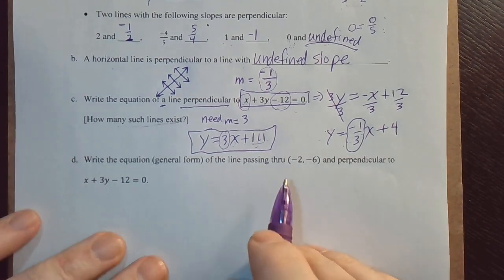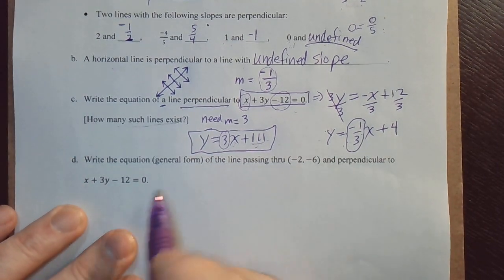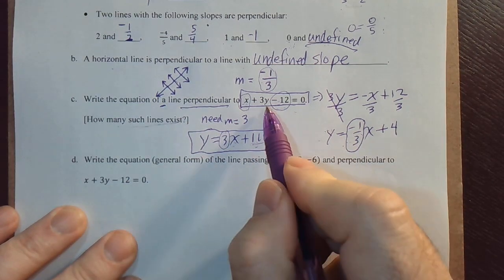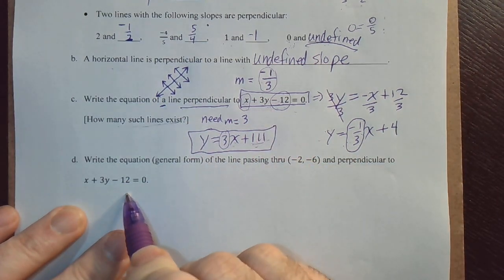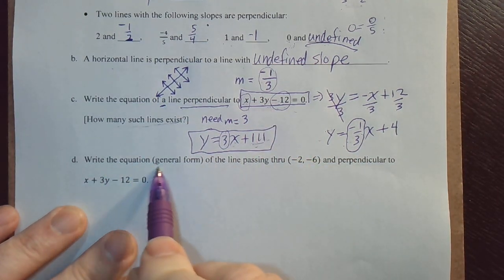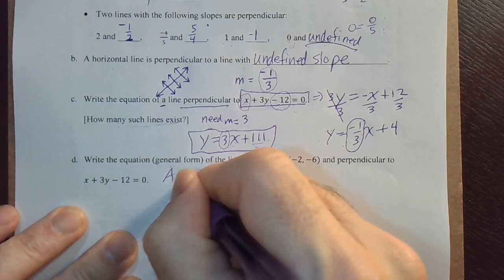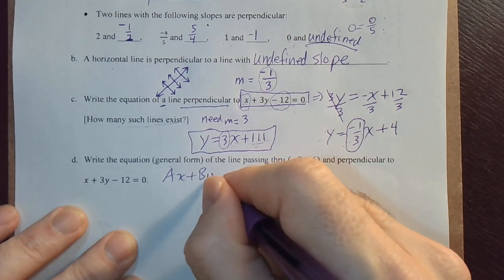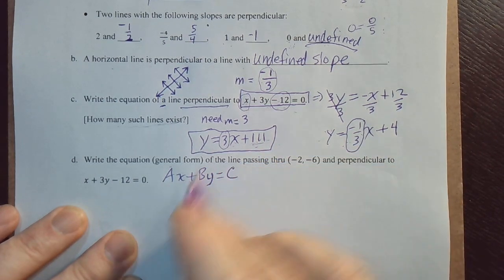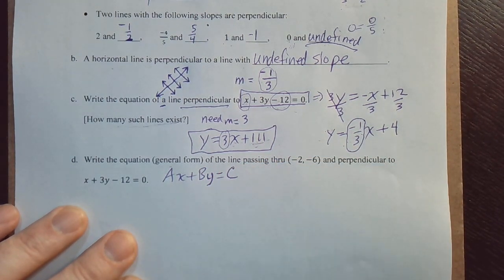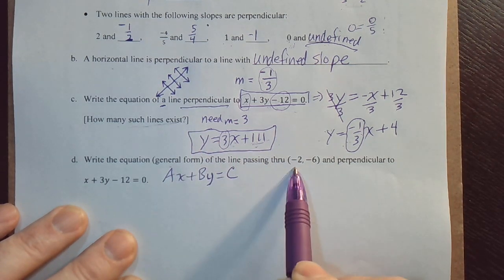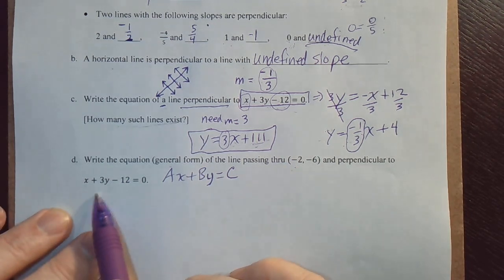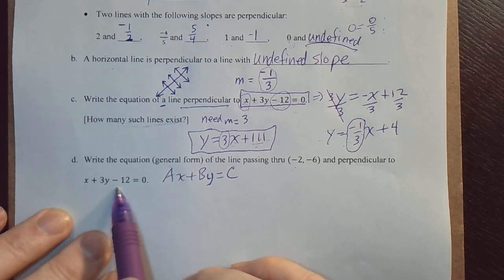All right, one more. Now, it looks like this equation is the same one that we used in the previous problem, but what are we looking for? Write the equation in general form. I rarely request that the equation be written in general form. I'm going to put general form like this. I'm going to put the C on the right-hand side. And it has to pass through this point, and be perpendicular to this line.